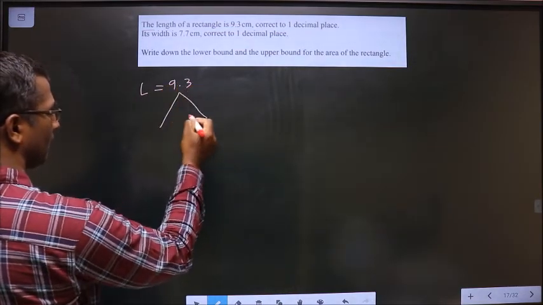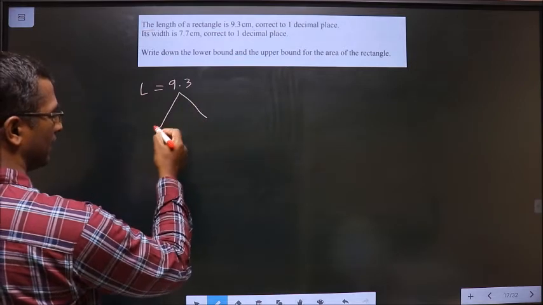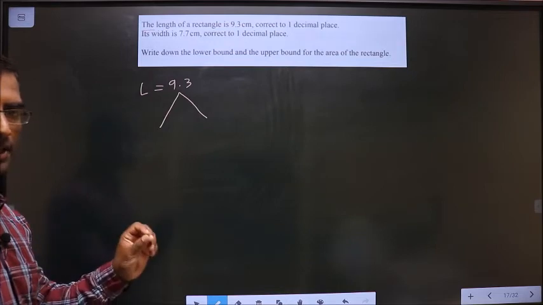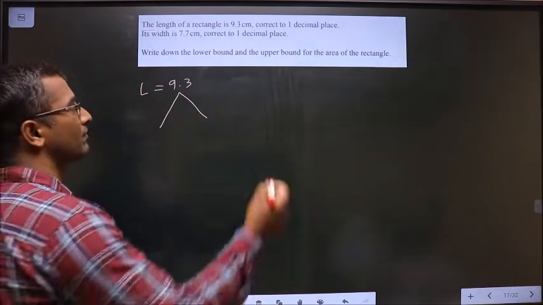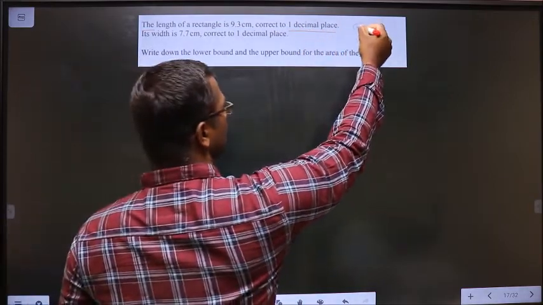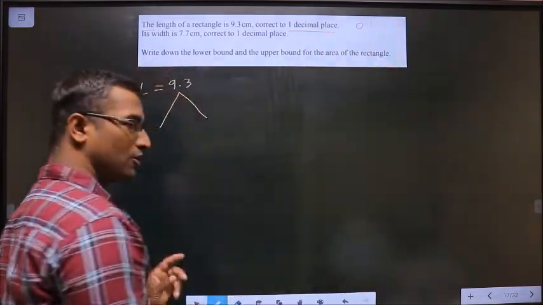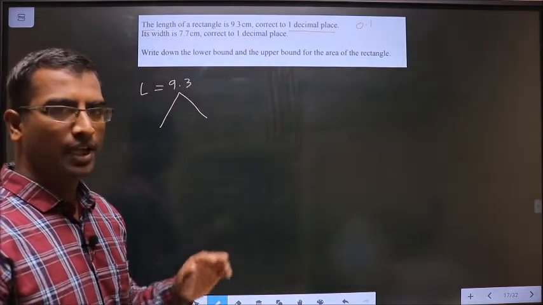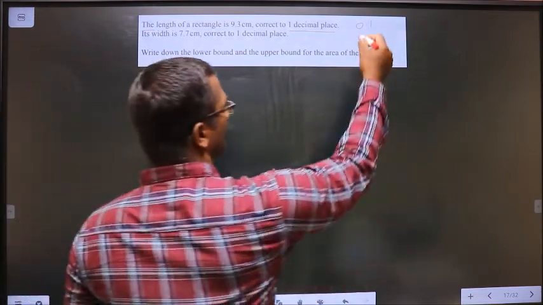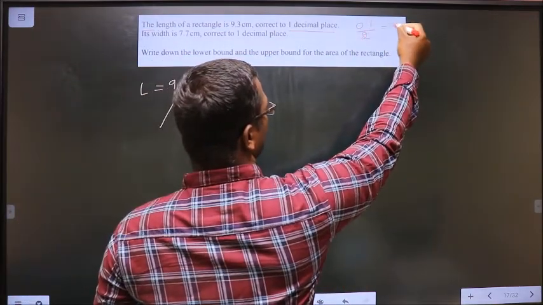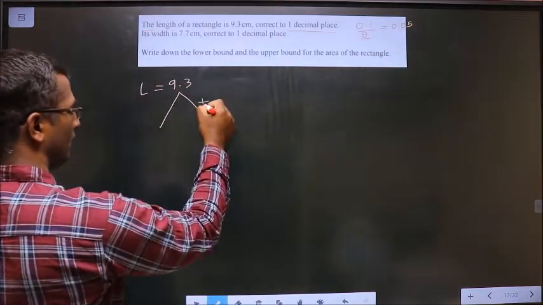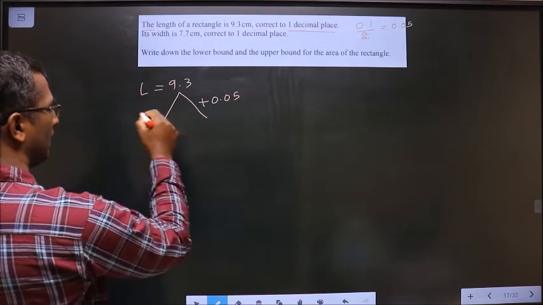Now what should I subtract and add to get the lower and upper bound? How do we decide it? We decide in this way. See, it's correct to one decimal place. One decimal place means 0.1. You should know that. Now it's correct to whatever, we should do half of that. So do half, you get 0.05. So this you add and subtract.